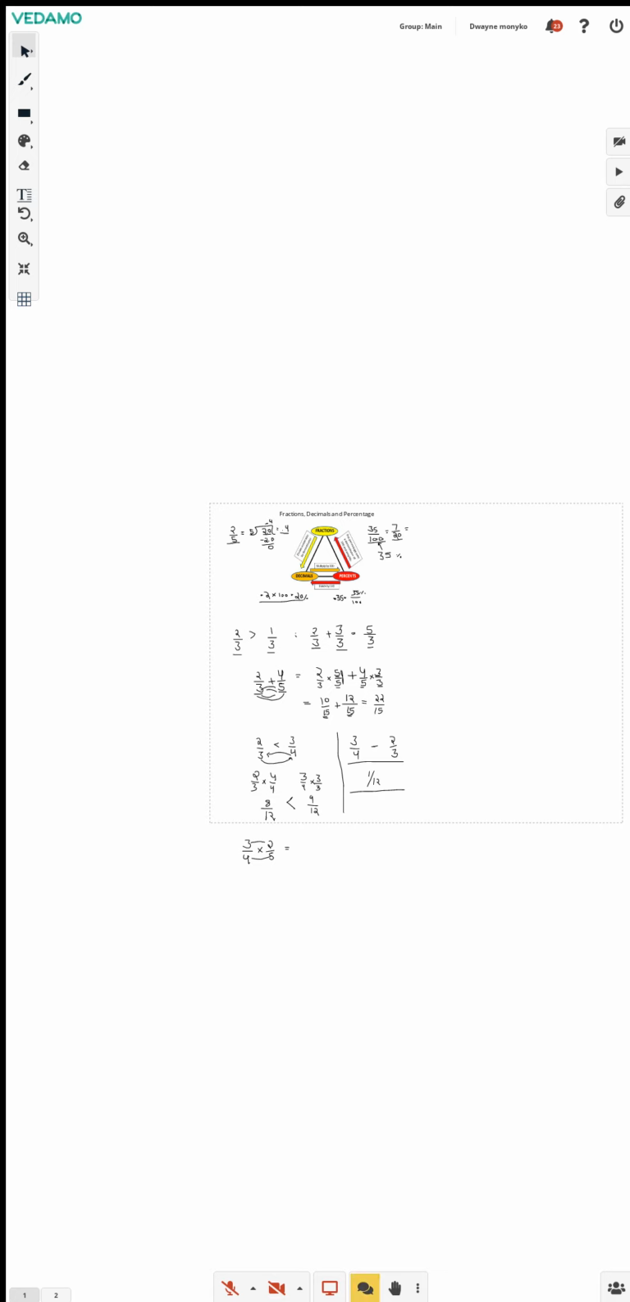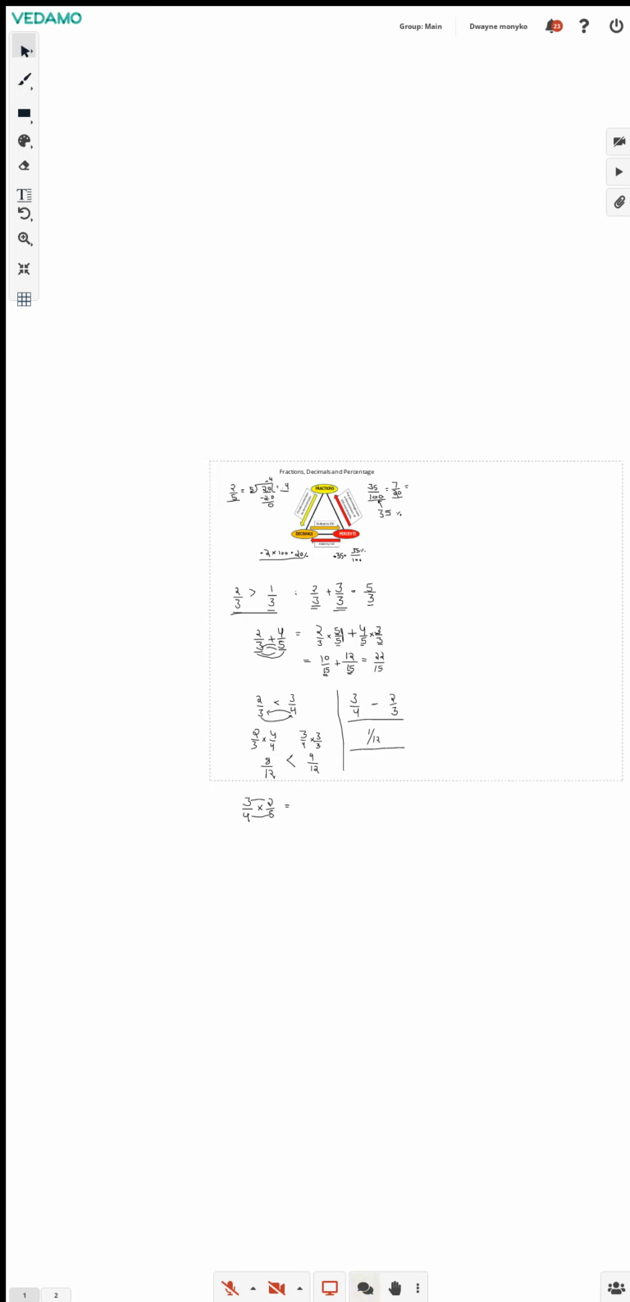So first we saw how to compare fractions with similar denominators. We just simply compare the numerators. Then we saw the addition of fractions with similar denominators. We simply added the numerators and wrote the denominators as it is. Then we saw what happens when the denominators are not equal.